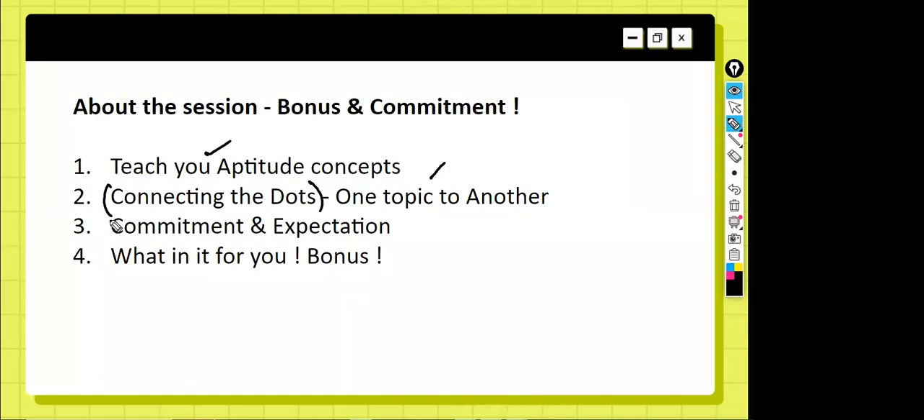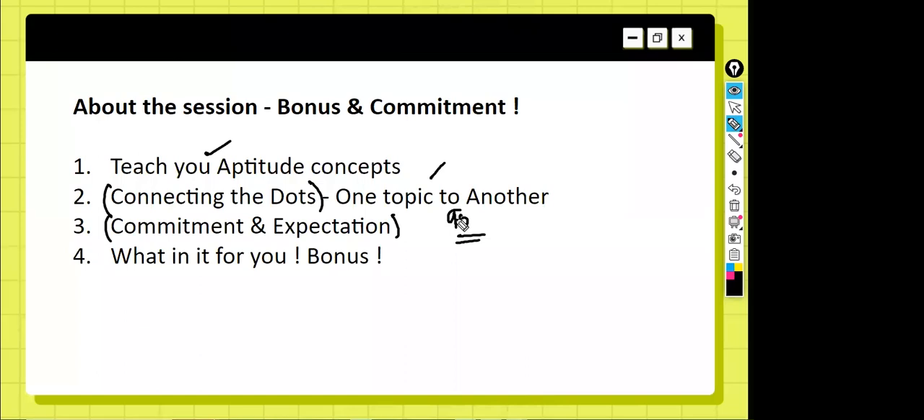My commitment is that for the next 90 minutes you are going to spend here, I'll provide as much value as possible as far as quantitative aptitude and problem solving are concerned. At the same time, I personally value my time a lot, so I want the same commitment from you. I want you guys to make the best out of the session, participate actively, and try to utilize it completely. That would be my kind request.